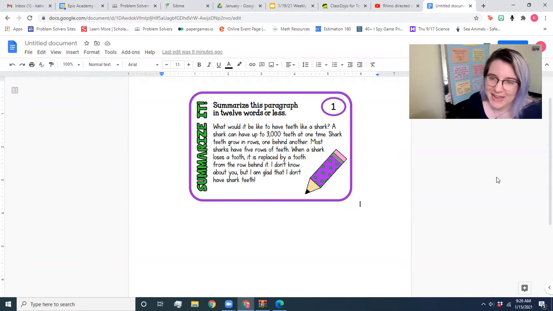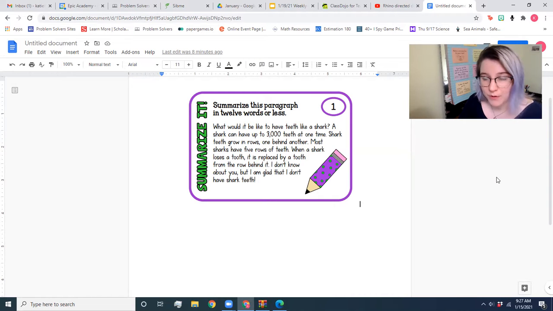What would it be like to have teeth like a shark? A shark can have up to 3,000 teeth at one time. Shark teeth grow in rows, one behind the other. Most sharks have 5 rows of teeth. When a shark loses a tooth, it is replaced by a tooth from the front row. I don't know about you, but I'm glad that I don't have shark teeth.